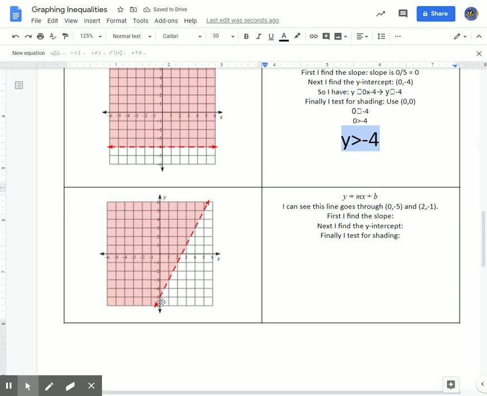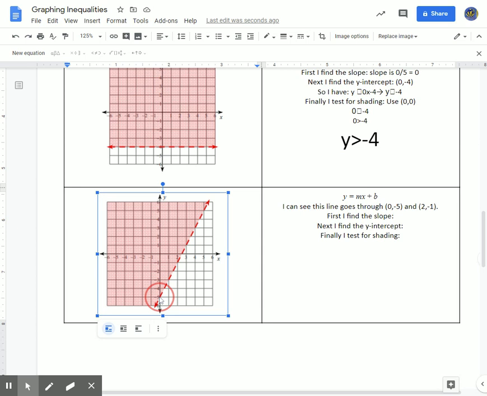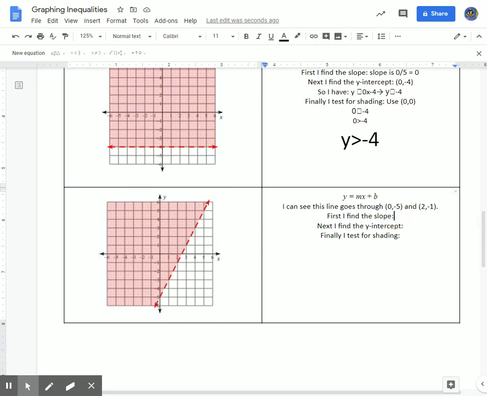So I could see this goes through (0, -5) right there. And I didn't pick the x-intercept. I picked this right here, (2, -1). So what's the slope there? Well, my rise from -5 up to -1, I had to rise up 4 to get that. And then my run is from 0 to 2. So that means that my run was 2. So my slope is 4 over 2, and that equals 2.